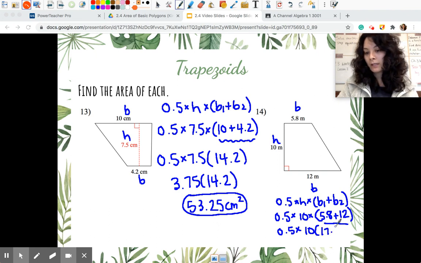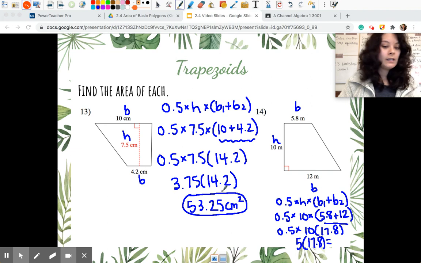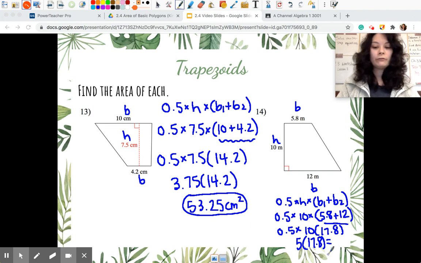Probably could have done that in my head, but I just wanted to double check. And then I'm going to multiply left to right. I can actually do 0.5 times 10 in my head. That's just taking half of 10. I know that half of 10 is just going to give me 5. And then I'm going to multiply 5 with 17.8, and that's giving me a final answer of 89. And I'm going to try and squeeze in my units right here where we can see them. It's going to be meters squared.